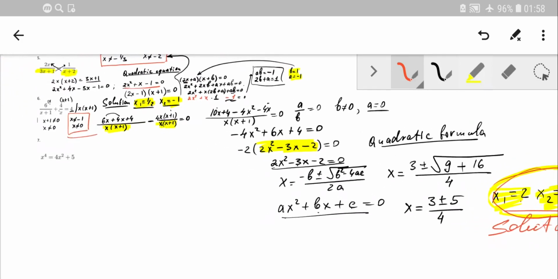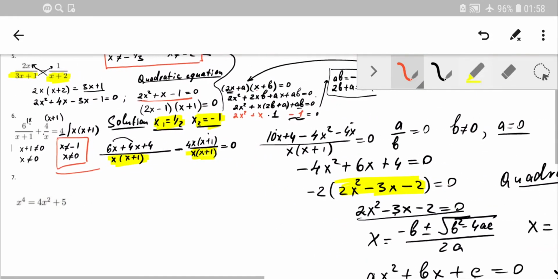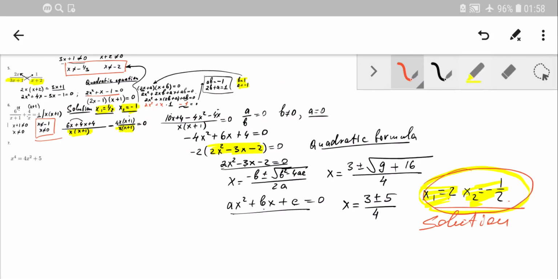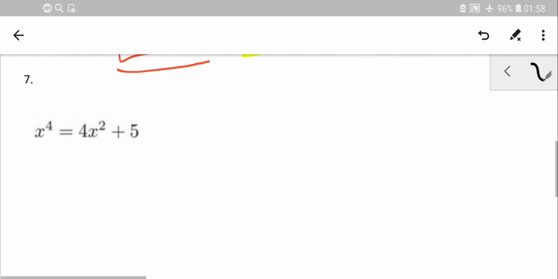That's the solution to our equation. Okay, so one more time, just try to check yourself, guys. All right, and we move into the next one.